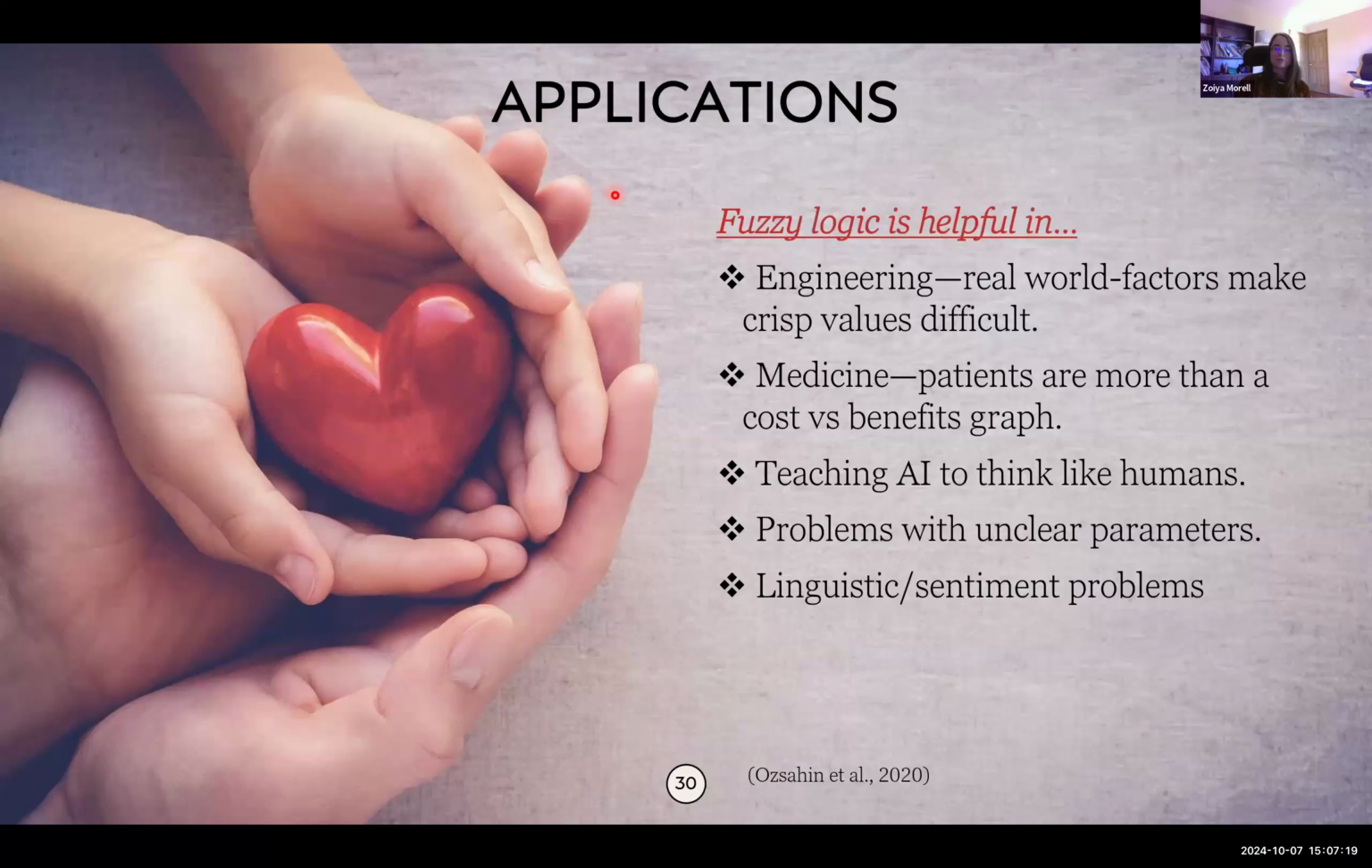Then fuzzy logic is really helpful in engineering. So this is because real world factors make getting crisp values difficult. So one example you probably don't even realize is being used every day is in your car. So the gear shifts and how that works is actually tailored to you as a driver, road conditions, how you drive, etc. And temperature. So there's all these factors that go into simple things like how you drive your car. And I'm glad it's tailored to you because I'm assuming everyone here drives differently.